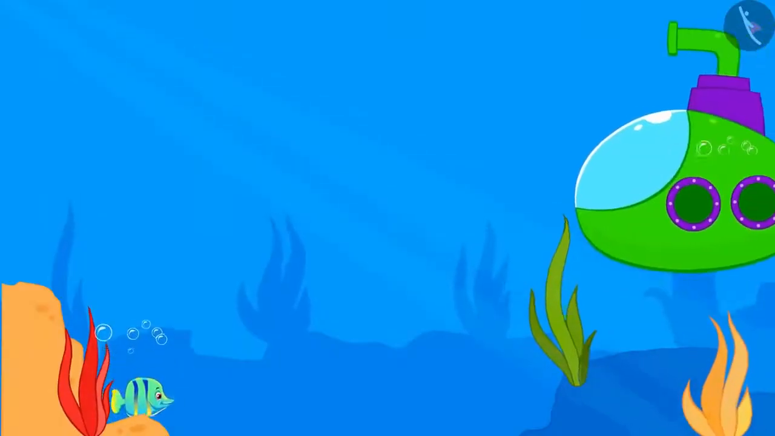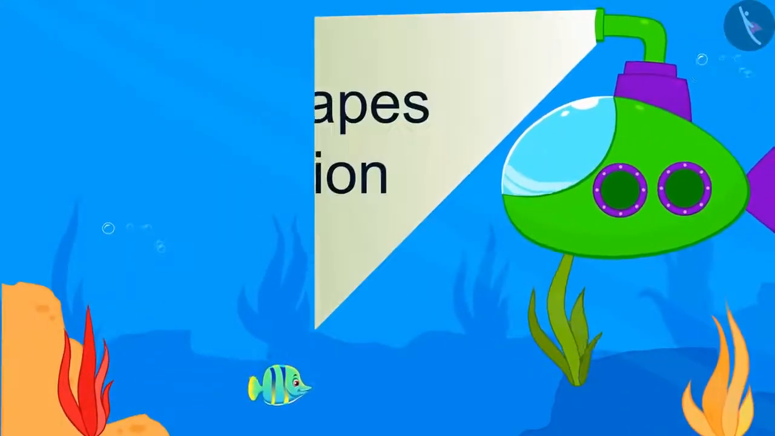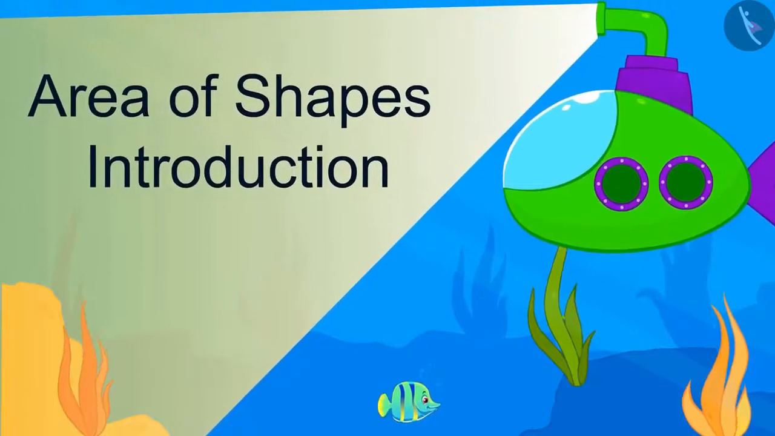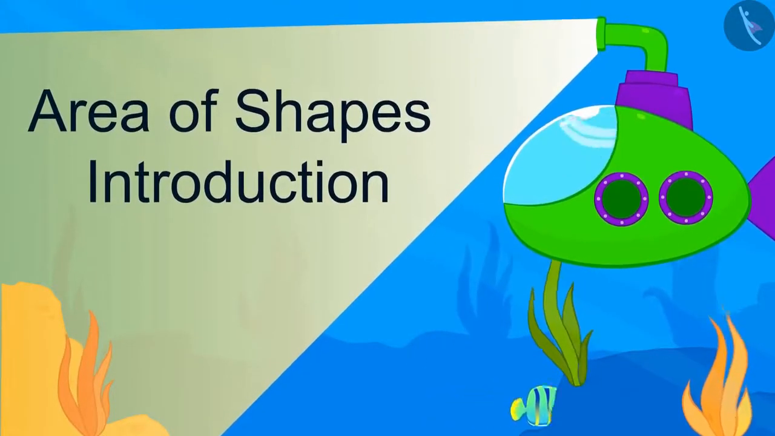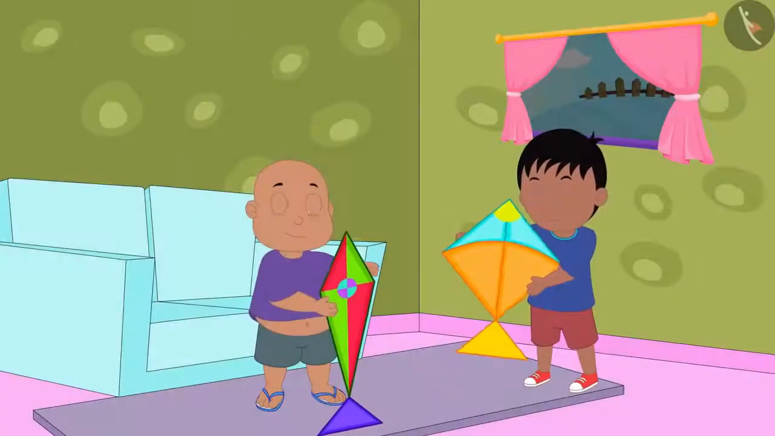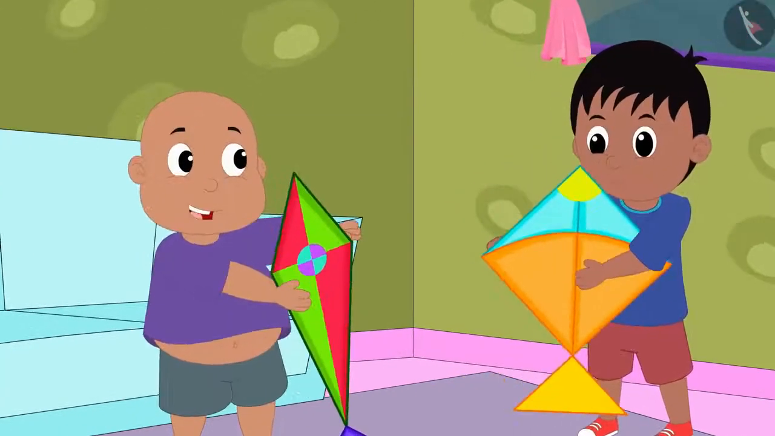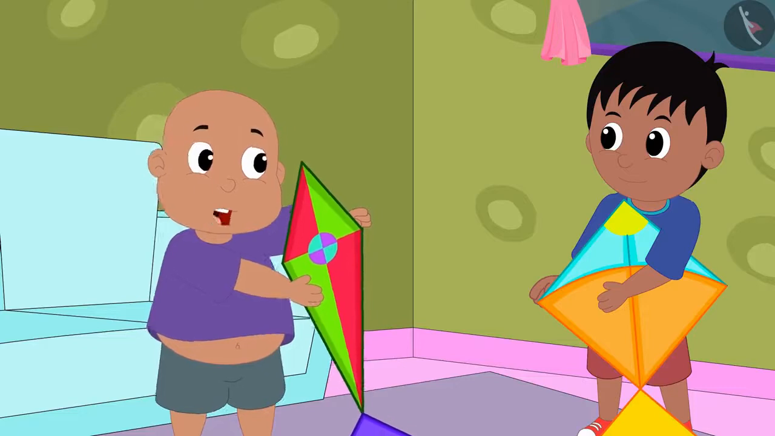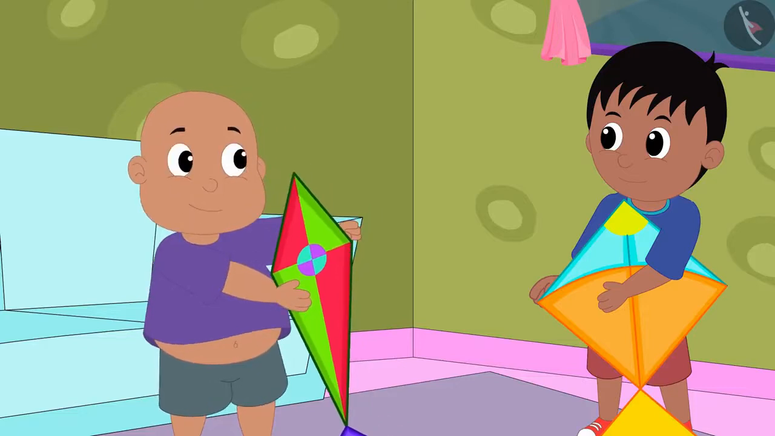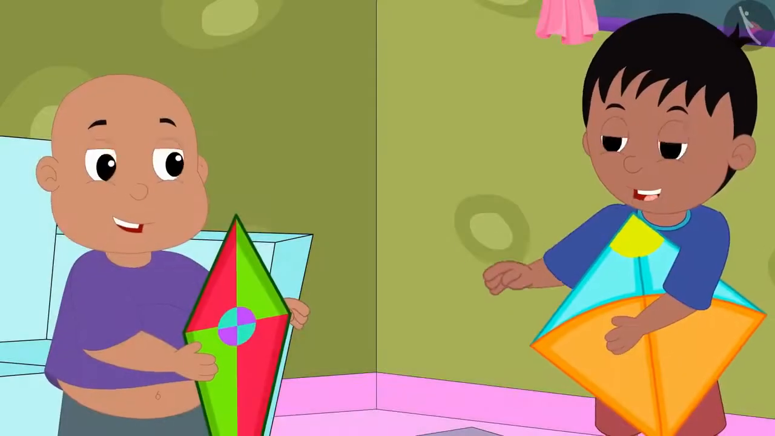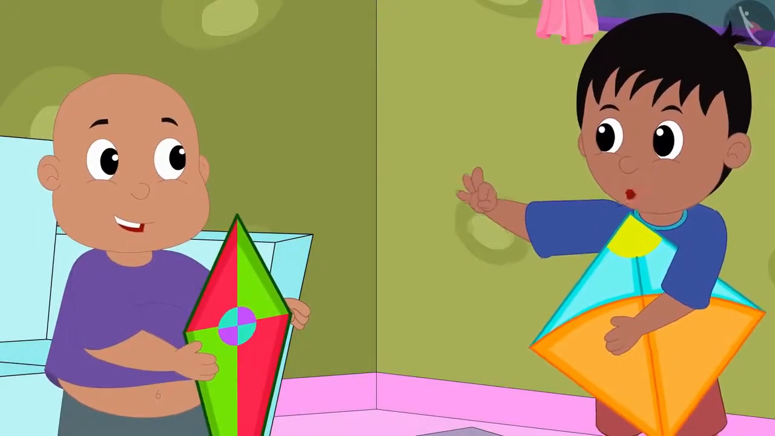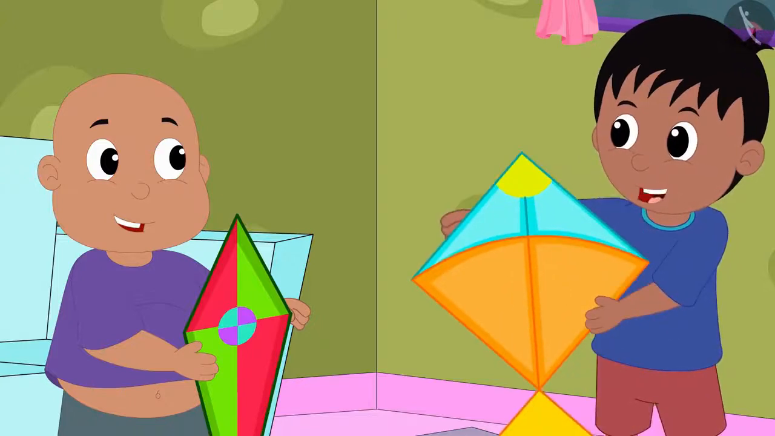Hello children, in this video we will learn to estimate the area of shapes. Raju and Bablu have made kites. Raju, look how beautiful my kite is. Bablu told Raju, showing his kite. Yes, Bablu, your kite is really beautiful. But my kite is bigger than your kite. Raju said to Bablu.